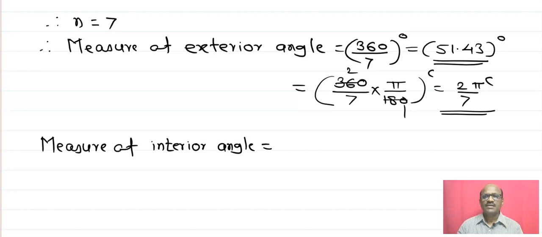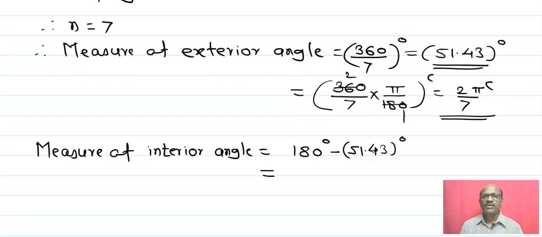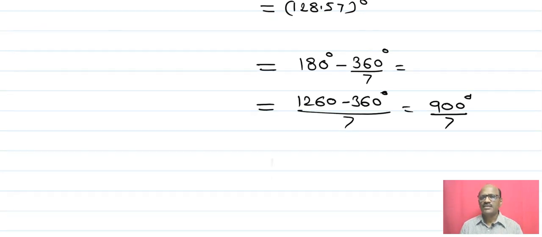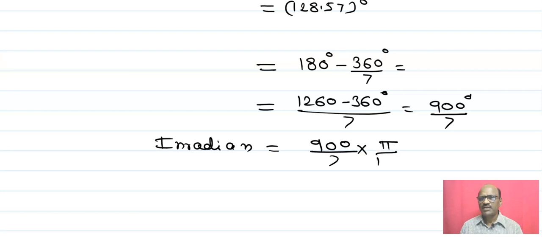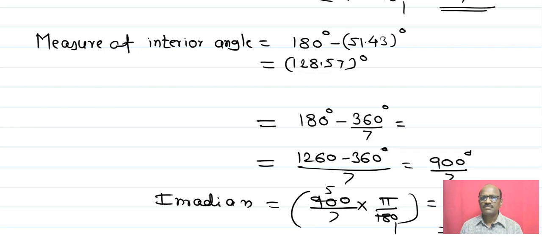Therefore, the measure of the interior angle is 180 minus 51.43, and that comes to 128.57 degree. Now to convert into radian, I have written it in this fashion: 180 minus 360 upon 7, that is 900 upon 7. In radian, I wrote it in this manner: 900 upon 7 into pi upon 180. Then you will get 5 pi by 7 radian. These are the calculations. Again, I am finding the interior angles in that manner.